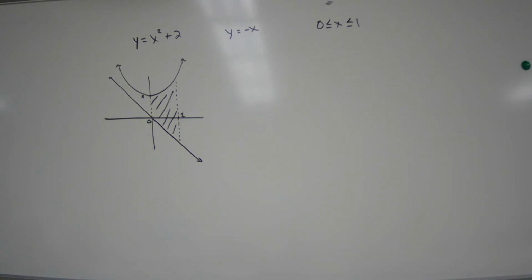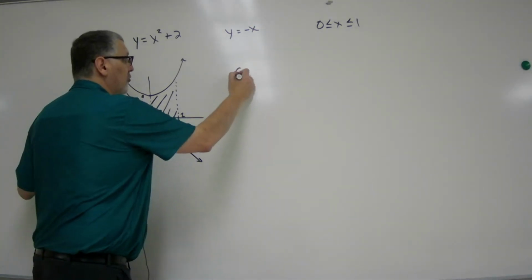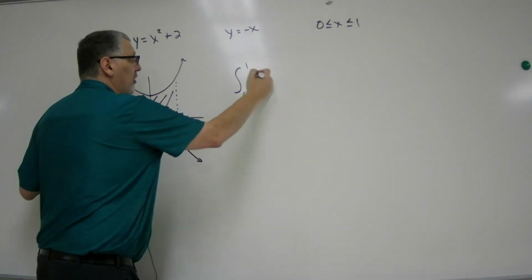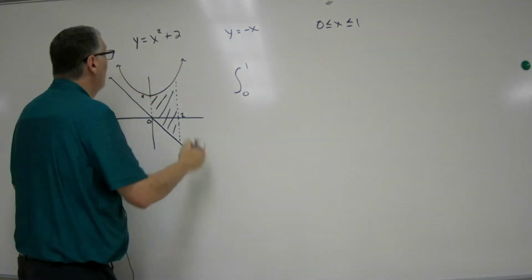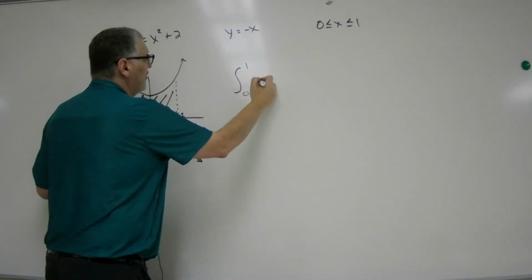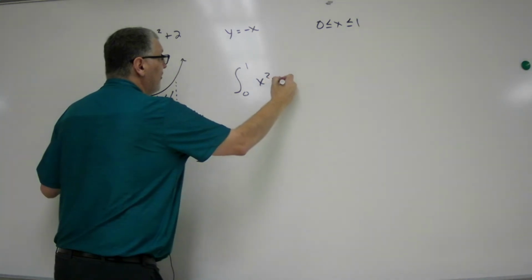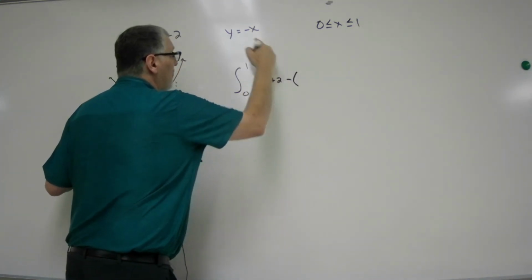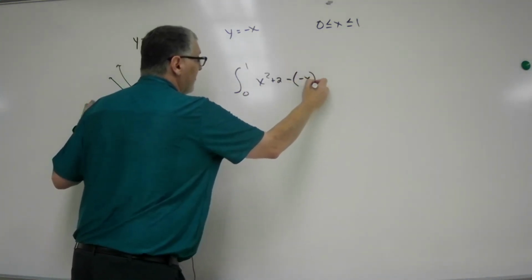Alright, so the question is, what's the top function, what's the bottom function? What's the greater function? Which one's going to be the f of x? And which one's the g of x? X squared plus 2. Okay. So all we're going to do is integrate from 0 to 1, bounds, my f of x, which is x squared plus 2, minus my g of x, a negative x, dx.